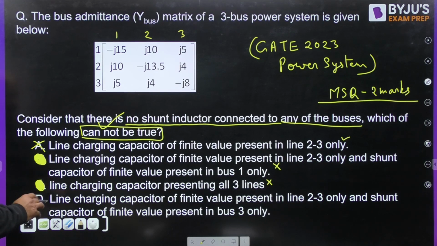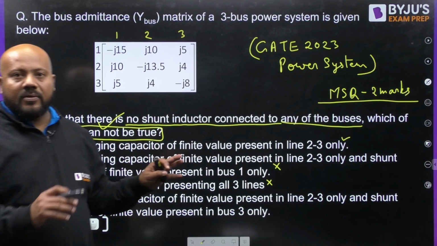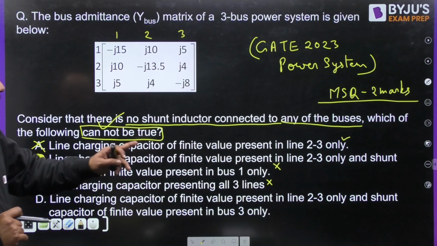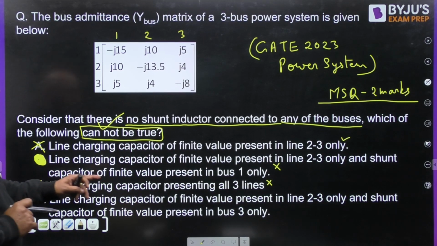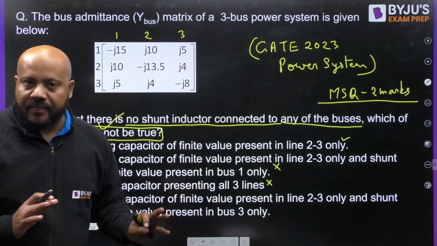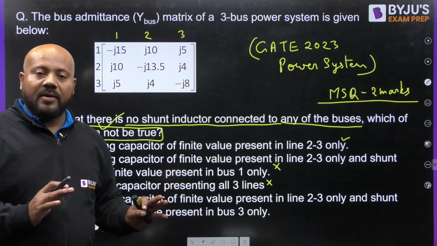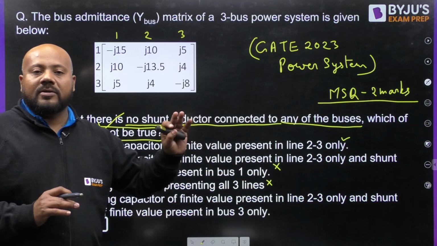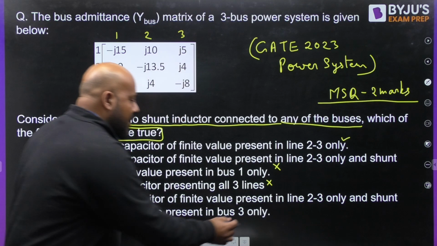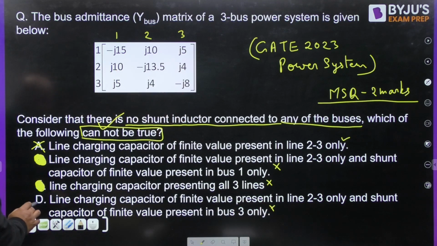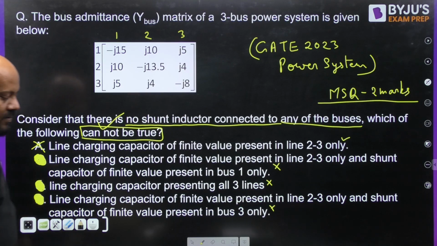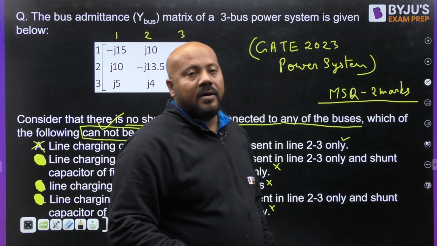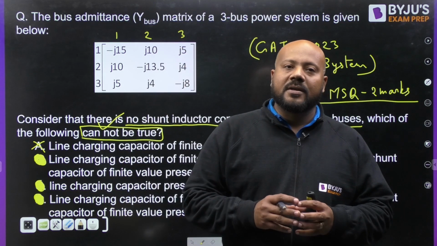D option, line charging capacitor of finite value present in line 23 only. Up to this it is correct. And shunt capacitor of finite value is present in bus 3 only. This is wrong. It may be present on 1 also, 1 and 3 both also. So this is incorrect. So because this is incorrect, D is also going to be the correct answer. So the final answer which you have to put in your answer sheet is B, C, D.